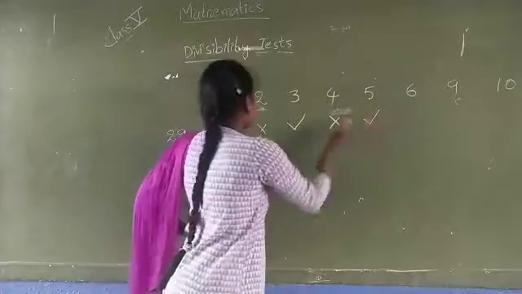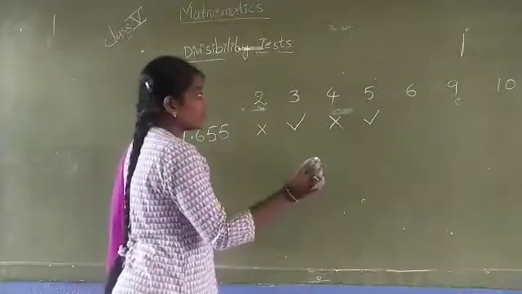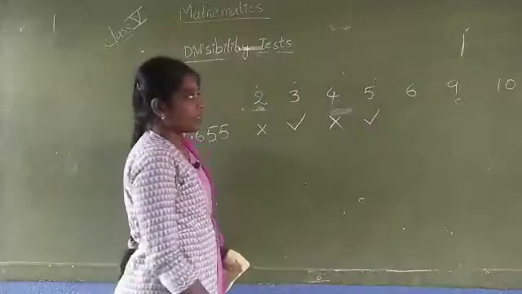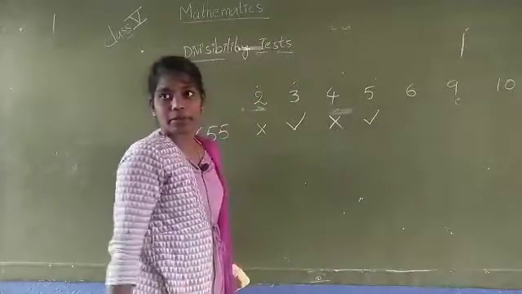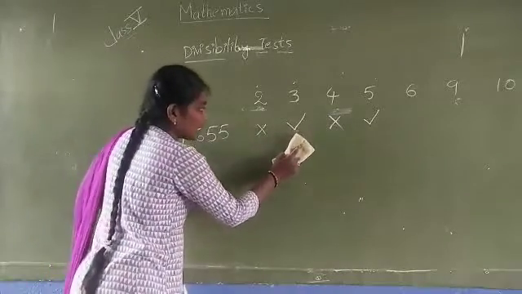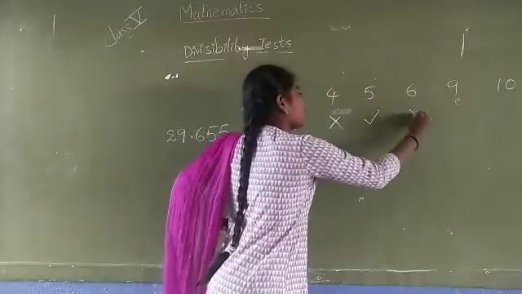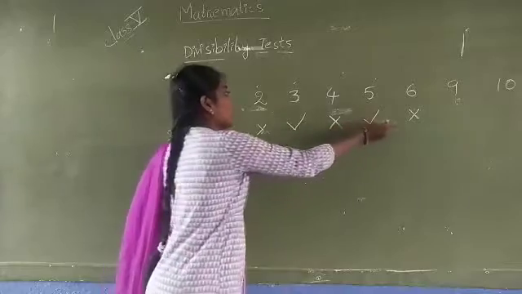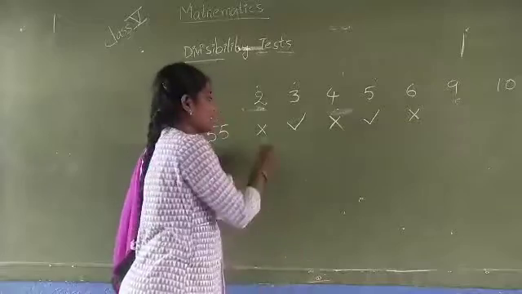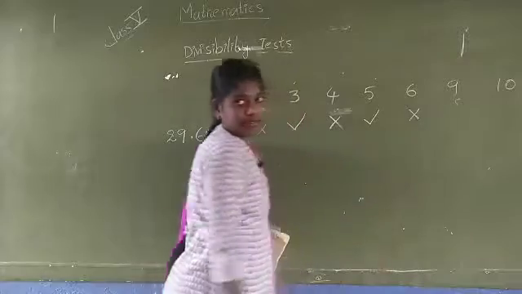Next, is this number divisible by 6 or not? What is the divisibility rule of 6? If a number is divisible by both numbers 2 and 3, then that number must be divisible by 6. This number is divisible by 3 but not divisible by 2, so this number is not divisible by 6 because it does not obey the divisibility rule of 6. It is not divisible by 2, so this number is not divisible by 6.